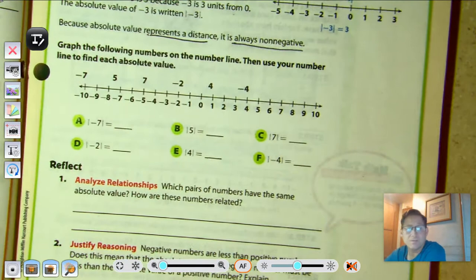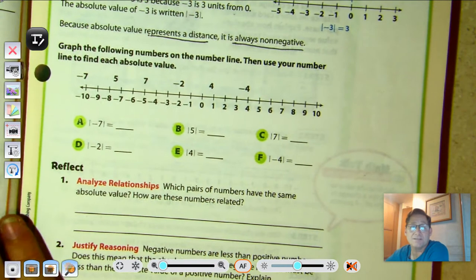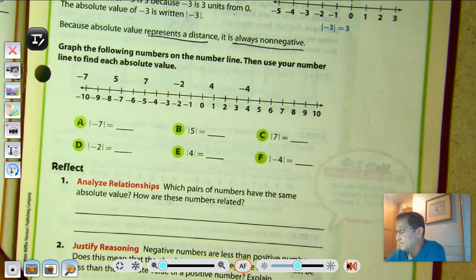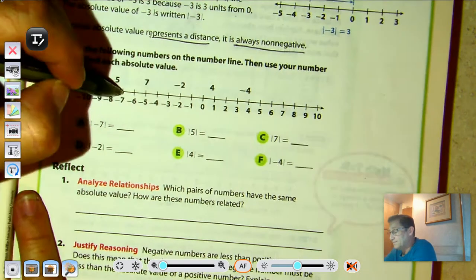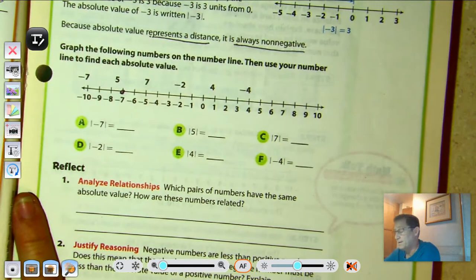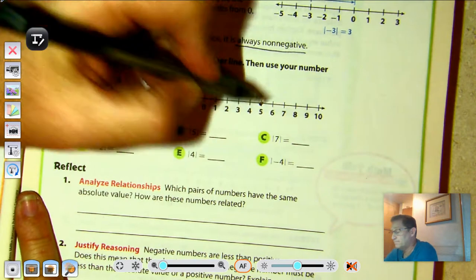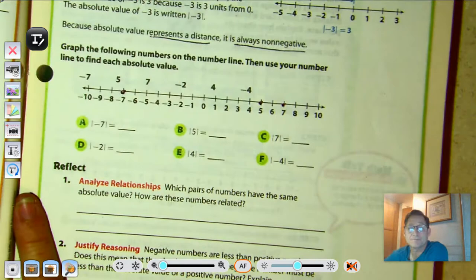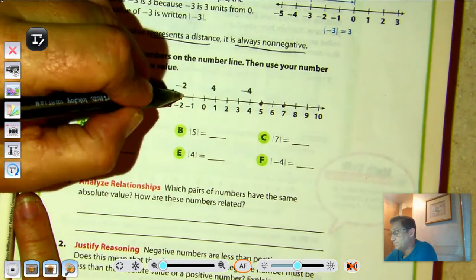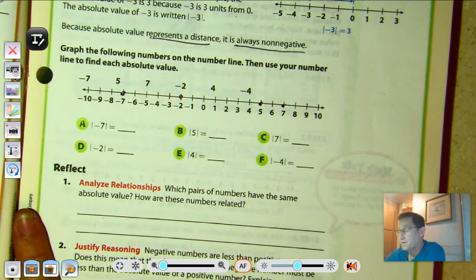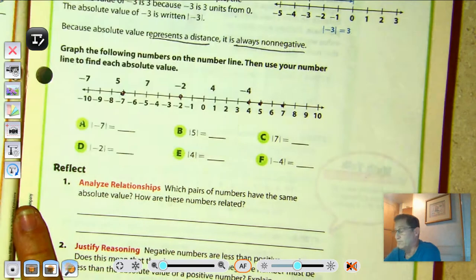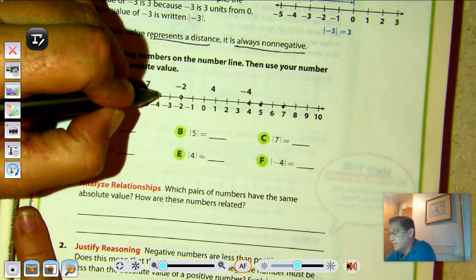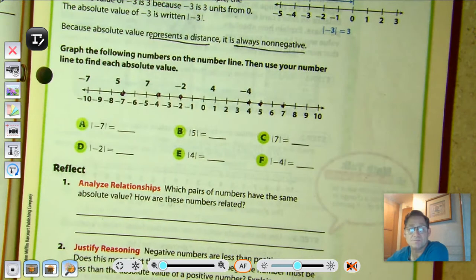All right, graph the following numbers on the number line. Then use your number line to find each absolute value. So -7, that would be right there. 5 would be right there. 7 would be to the right of 5. -2 would be to the left of 0. 4 would be to the right of 0 before 5. And -4 would be to the left of -2.